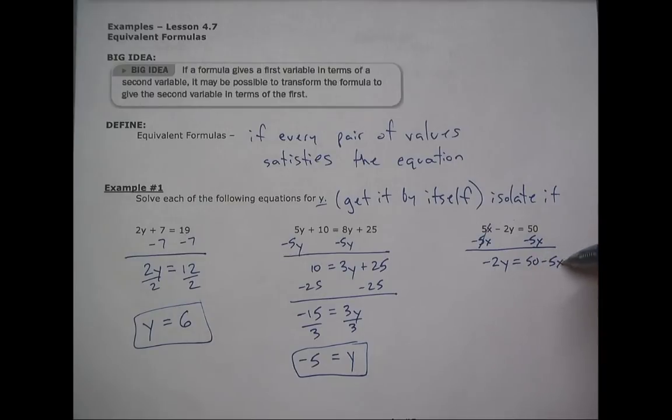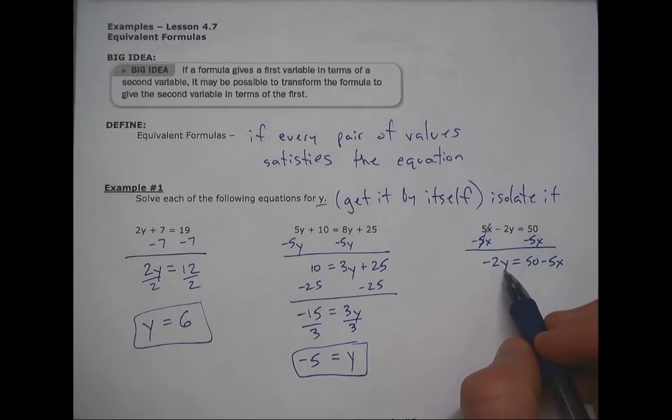So there's nothing I can do here. It's just an expression because these are not like terms. I can't put them together. I have a 50, and then I have this term that has the x in it. So it stays just like this. If you like to put the x up front, you could. So you could write this as negative 5x plus 50, but it's not really crucial for you to do that. You don't have to do that.